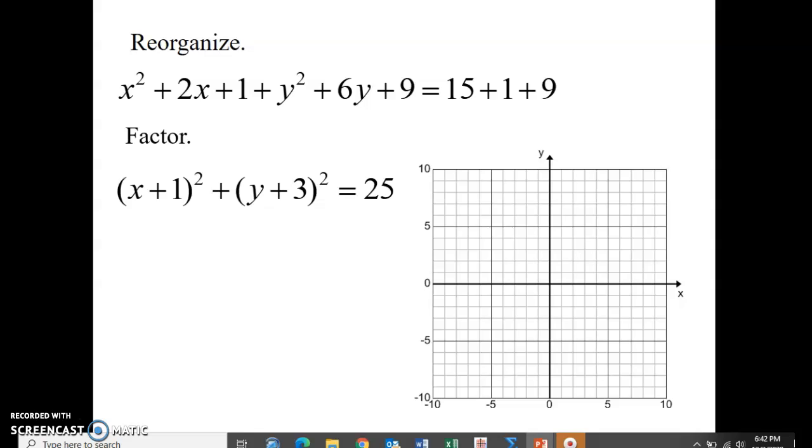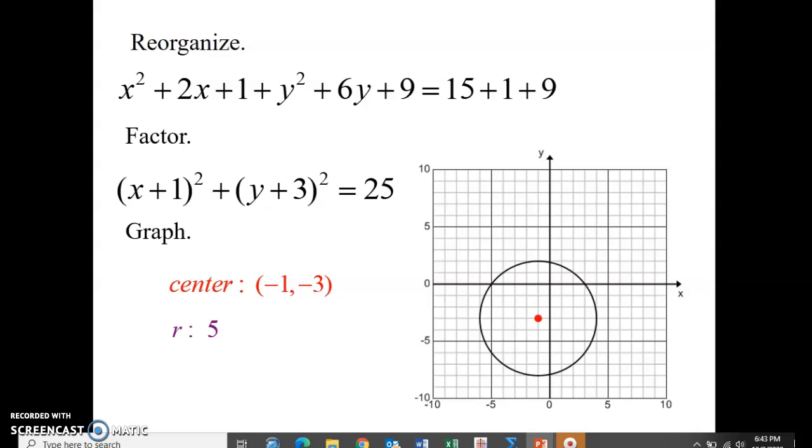On the right-hand side, if we add up 15, 1, and 9, we get 25. And now we have our equation in standard form, which we can then graph. So again, we find the center by taking the h and k, so it's going to be negative 1 and negative 3. We find the square root of 25, which is 5. We use that as the radius, and it goes all the way around the center point of the circle.